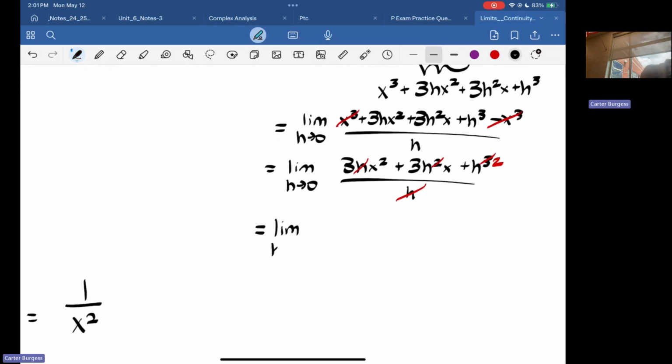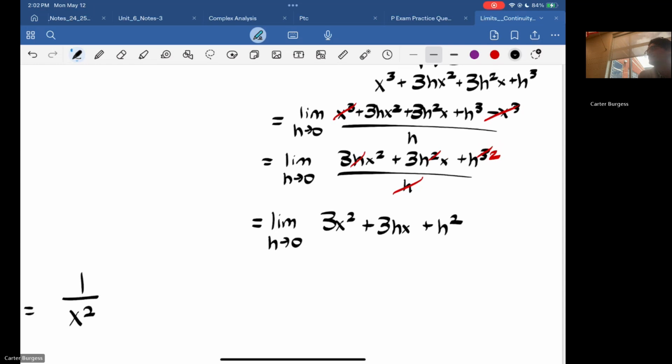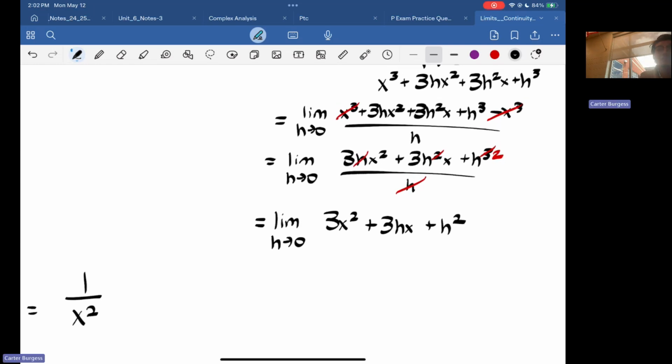I get that this is the limit as h approaches 0 of 3x squared plus 3hx plus h squared. Do I have any domain issues anymore? No. So how do I evaluate this limit? Just plug it in. Just plug in 0 for h. I get that this limit is 3x squared.